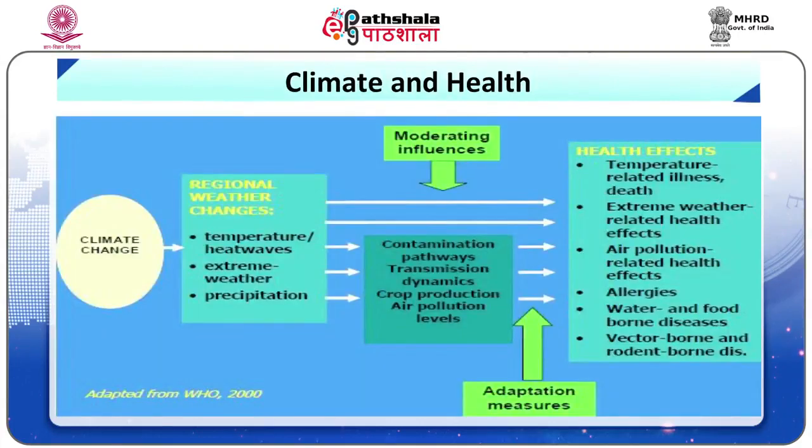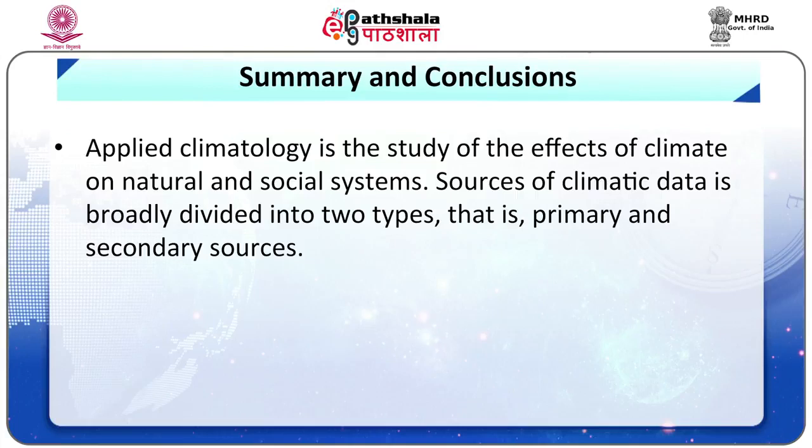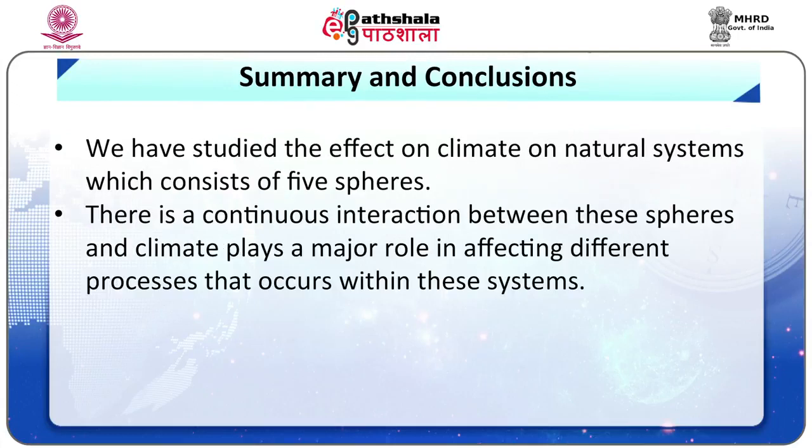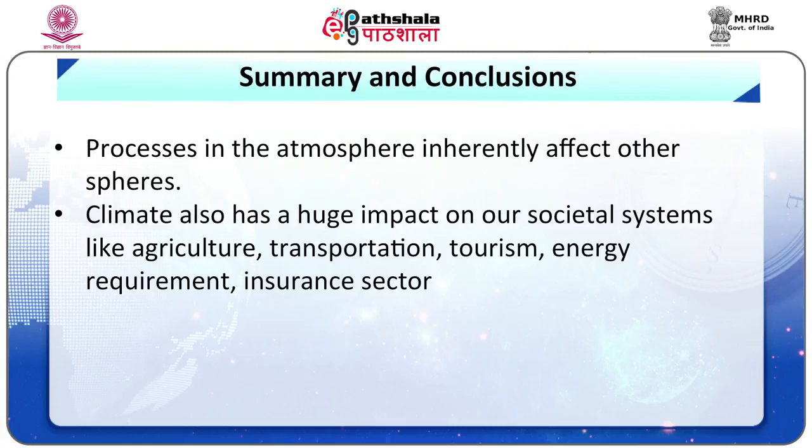Now let us sum up what we have learned so far. Applied climatology is the study of effects of climate on natural and societal systems. Sources of climatic data are broadly divided into two types, that is primary and secondary sources. We have studied the effect of climate on the natural systems, which consist of 5 spheres. There is a continuous interaction between these spheres, and climate plays a major role in affecting different processes that occur within these systems. Processes in the atmosphere inherently affect other spheres, and climate also has a huge impact on societal systems like agriculture, transport, tourism, energy requirement, insurance sector, etc.